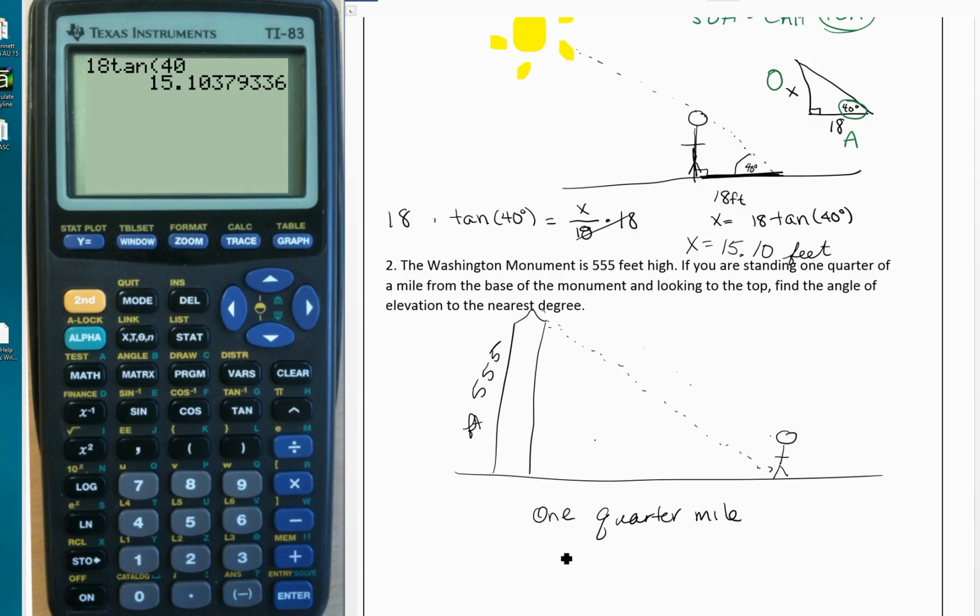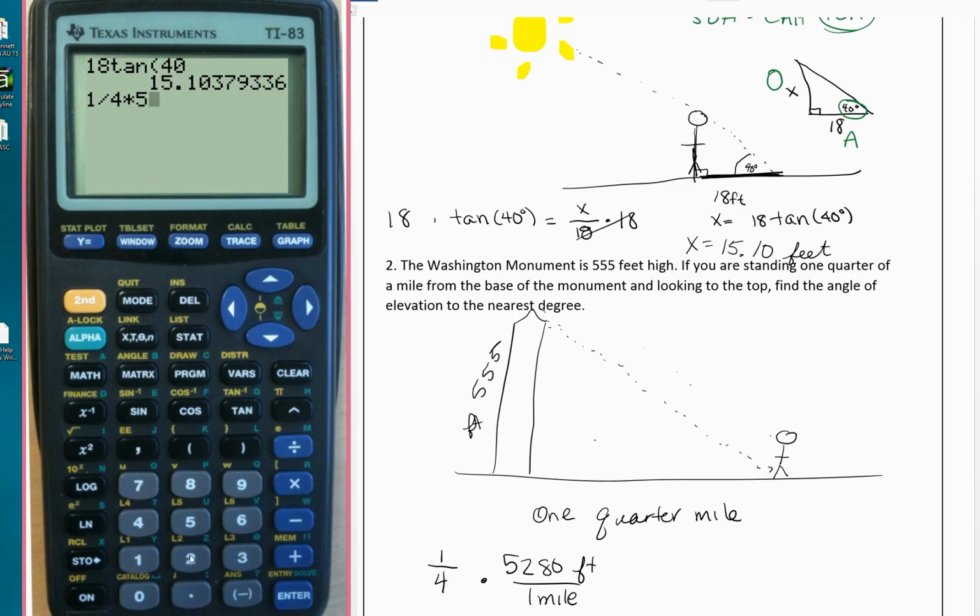Now, there are 5,280 feet per 1 mile. So if we want to convert our 1/4 miles to feet, we would take 1/4 of a mile times 5,280 feet. So 1/4 times 5,280. So 1/4 mile is 1,320 feet. Now, this is the angle we're looking for.